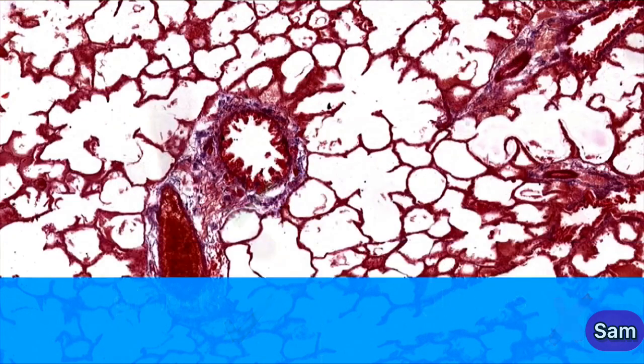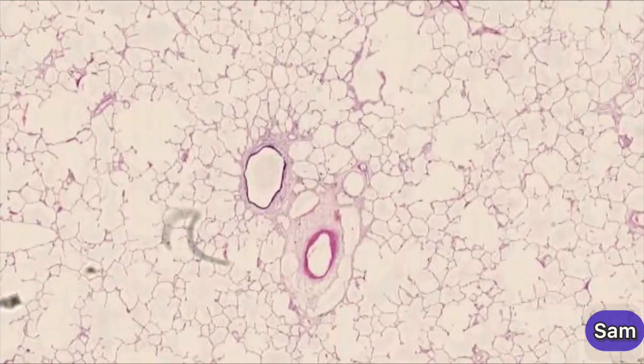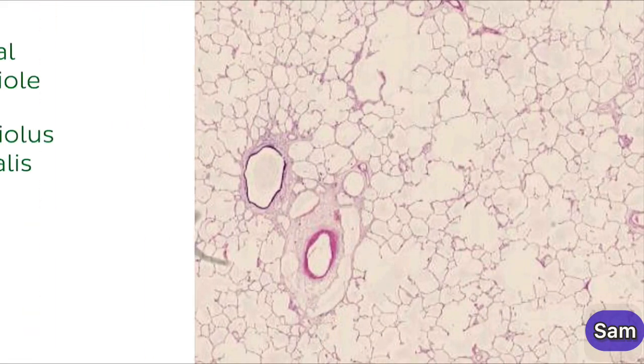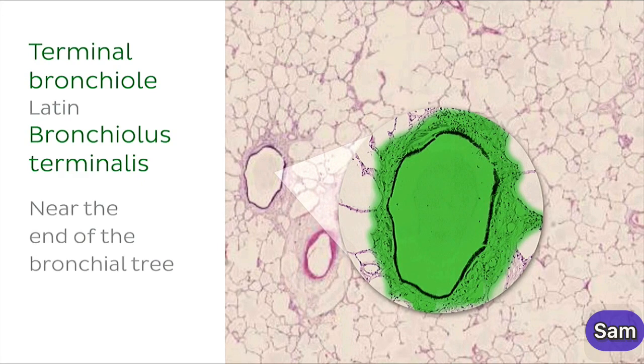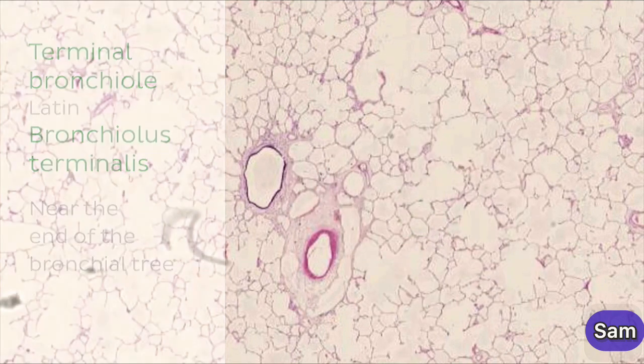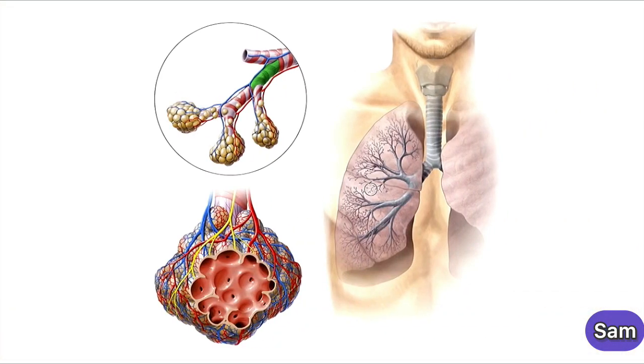All right, as you can see, we're starting to get a much clearer picture of alveoli, so we must be looking at a higher magnification. And we can also assume that we are near the end of the bronchial tree. So in this image, you can see a terminal bronchiole highlighted as a whole. So here we are, looking again at a terminal bronchiole highlighted in green.